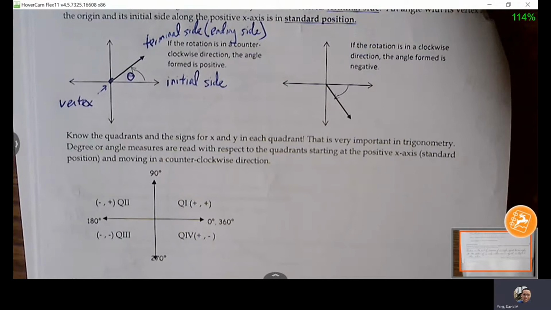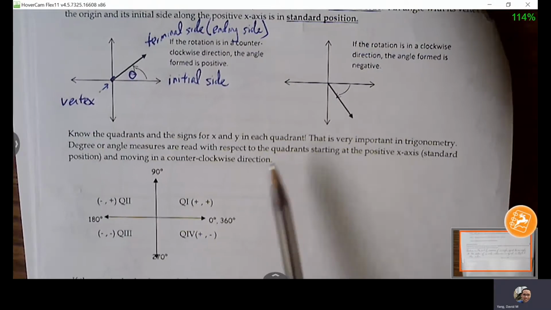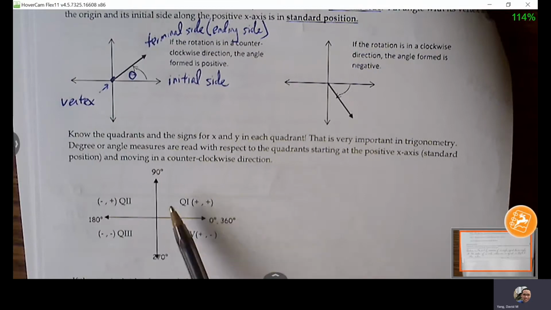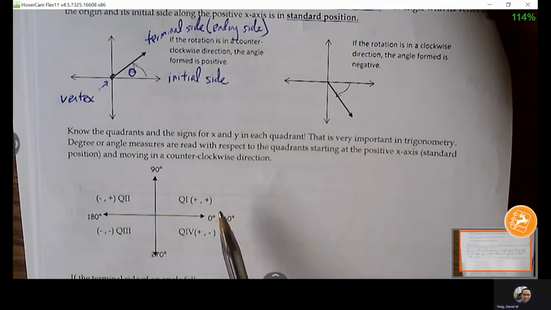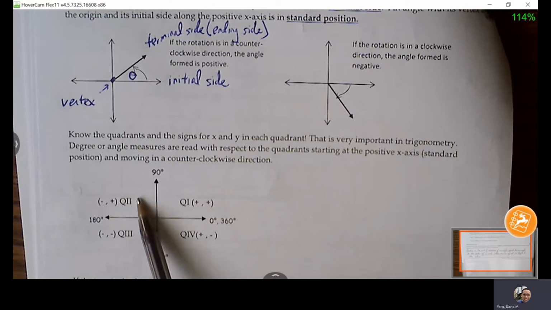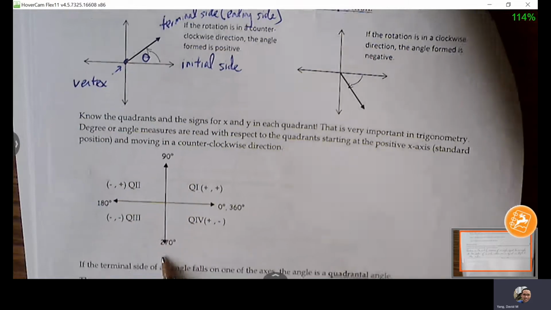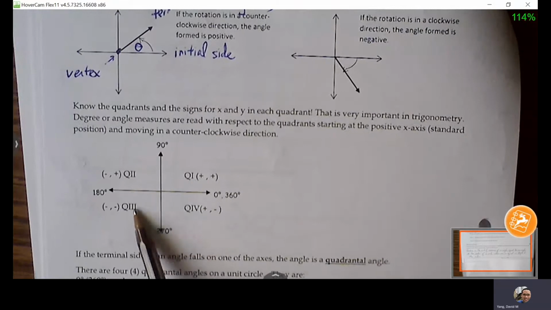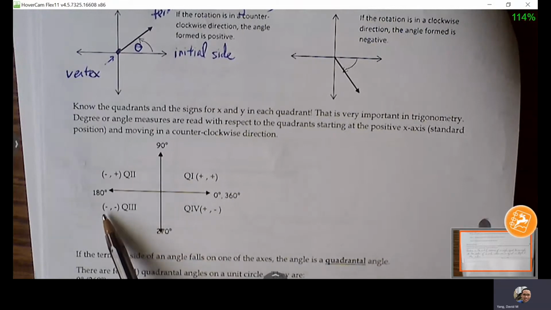Okay, so I think the rest of this page is a review. I'll just read through it. Know the quadrants and the signs for x and y in each quadrant. Anything in the first quadrant, if you imagine any ordered pair here, your x and y values are both positive. A point that lives in the second quadrant has a negative x value and a positive y value. Any ordered pair in the third quadrant, you expect a negative x value and a negative y value. And then in the fourth quadrant, you expect a positive x value and a negative y value.